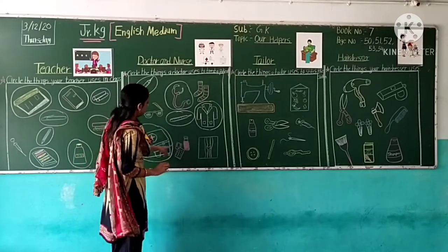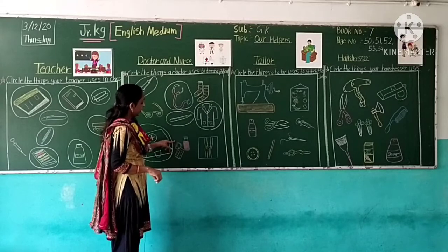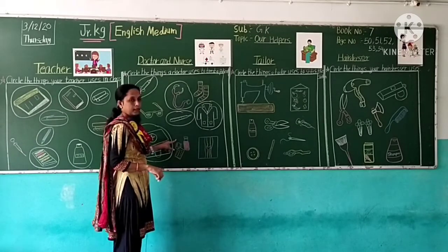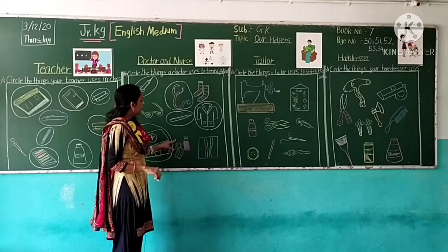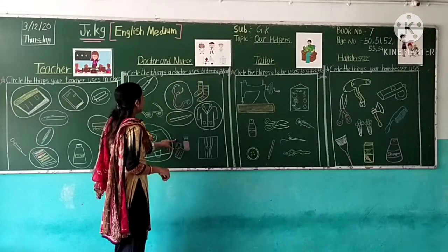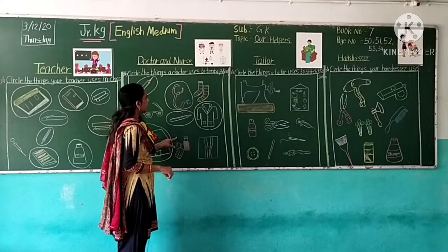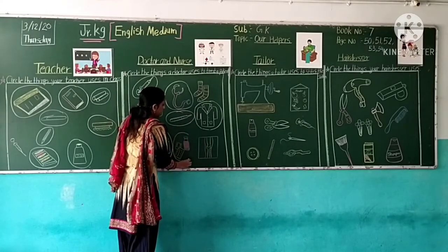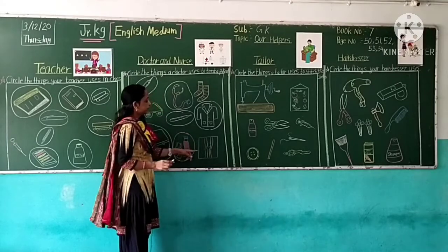First aid kit. Okay. And what is this? Medicines. Which picture is this? Medicine. These things doctors use to treat a patient. So here we circle. Okay.